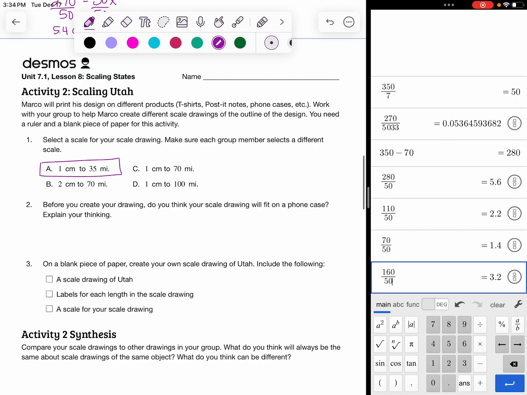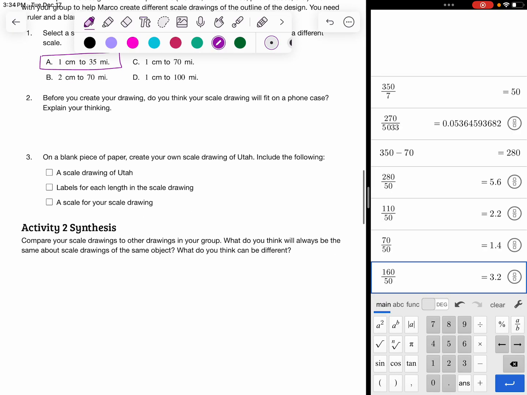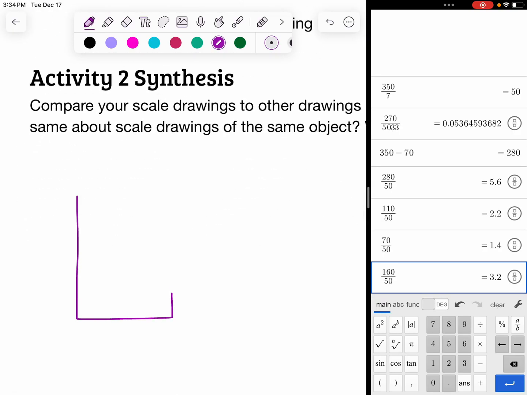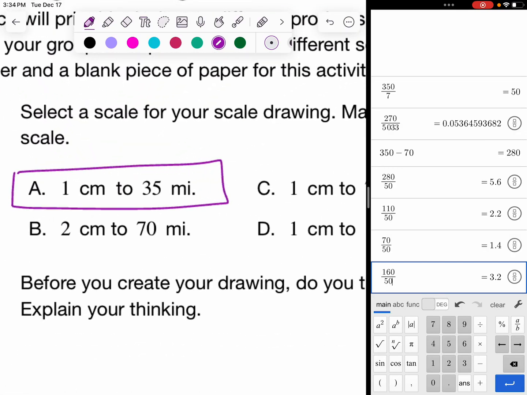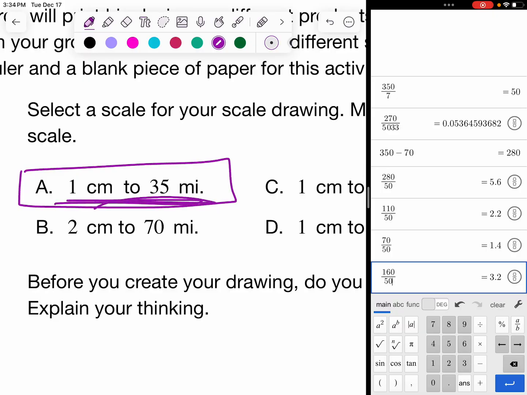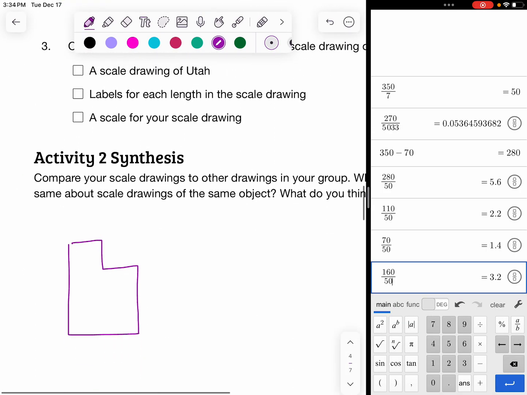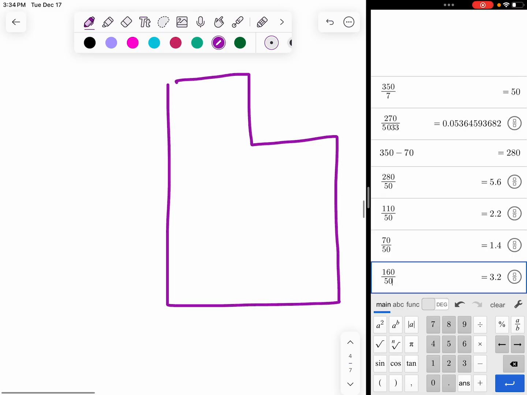Okay, so we're just going to very quickly make our little scale drawing. So when we do it, we're going to continue doing the same process, except this time our scale is 1 centimeter to 35 miles. So let's set up our butterfly. We'll start with this edge over on the left-hand side. We're doing centimeters to miles. Our scale was 1 centimeter to 35 miles.